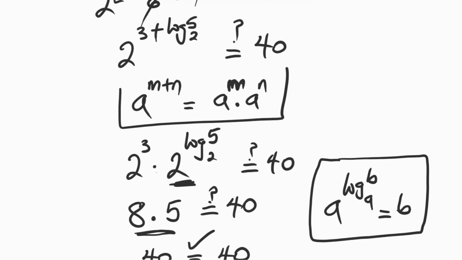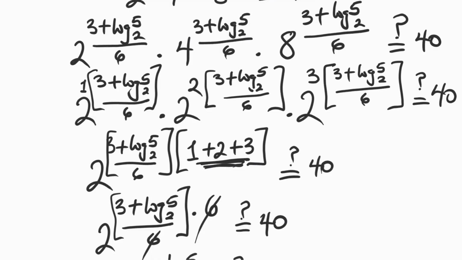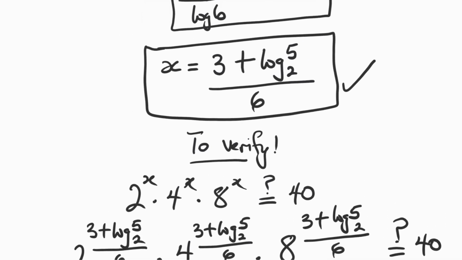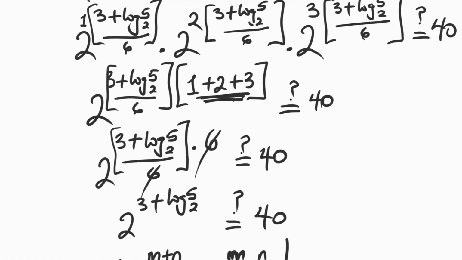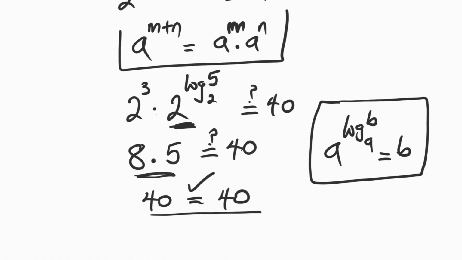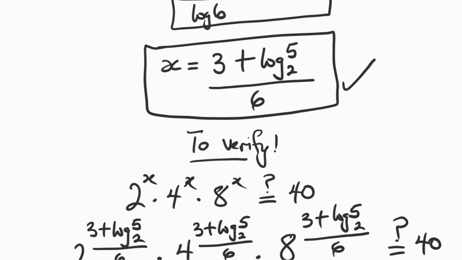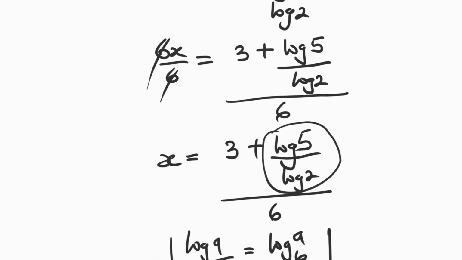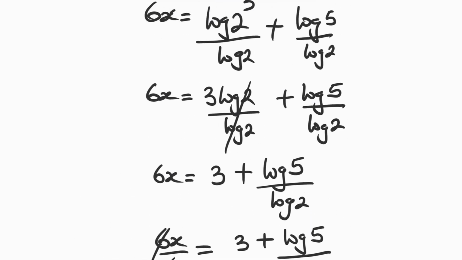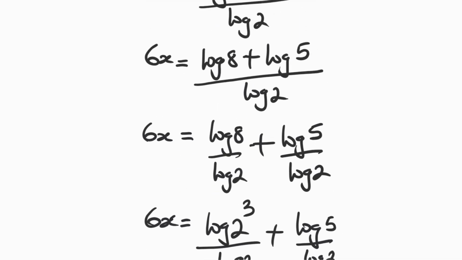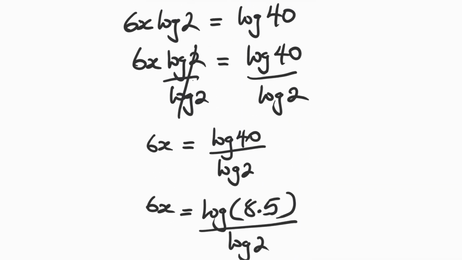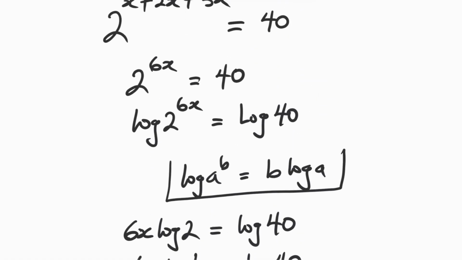So that means our value of x, which is (3 plus log 5 base 2) divided by 6, is correct. So I would like you to go through this solution step by step slowly, just so that you can fully understand how we arrived at our answer. So that next time when you see a question like this, you'll be able to solve it on your own.